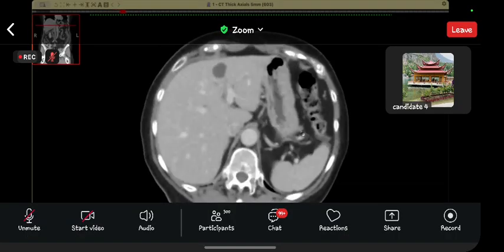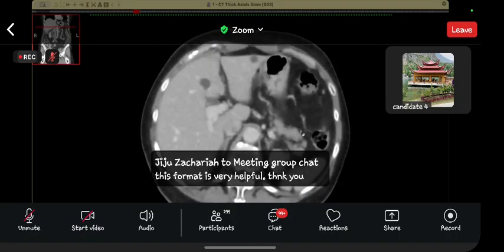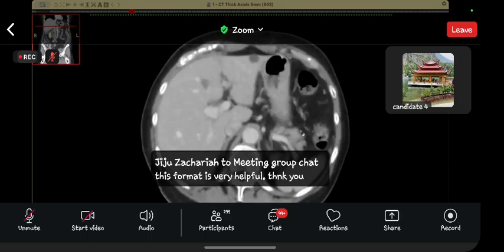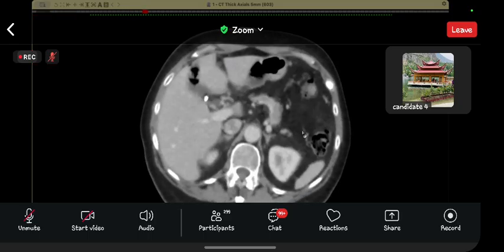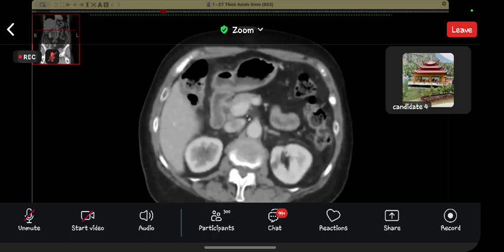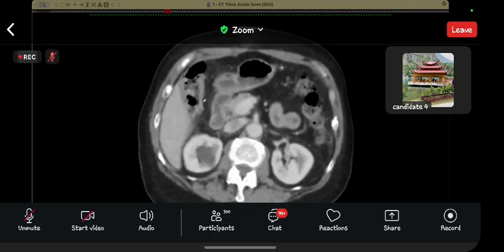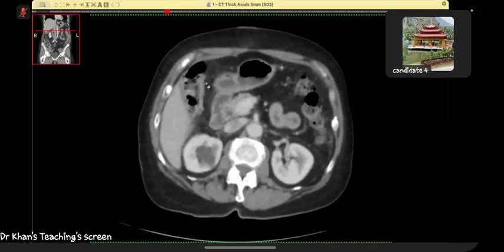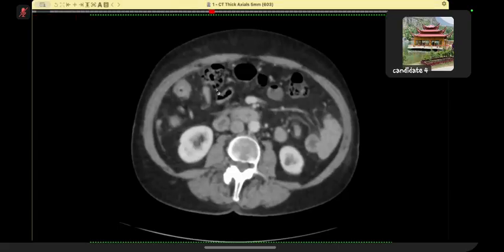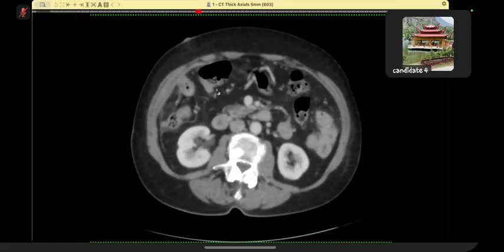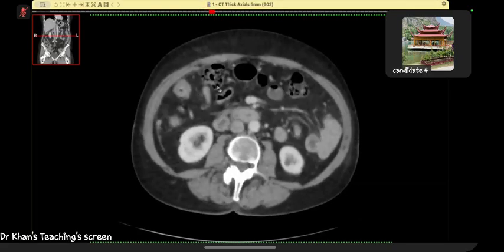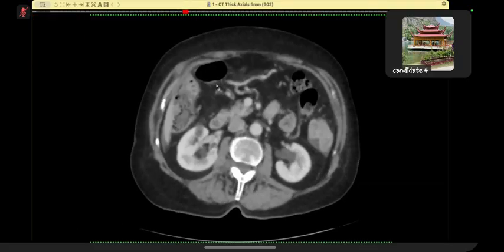Apart from that, what I can see are multiple well-defined hypodense lesions, which are scattered predominantly in the left lobe of the liver, and they do not seem to have any enhancing walls. Apart from that, I can see a loculus of air that I would like to further confirm in the lung window.